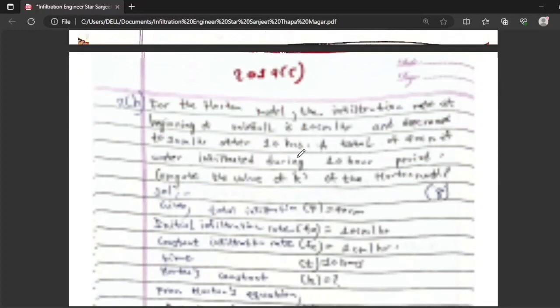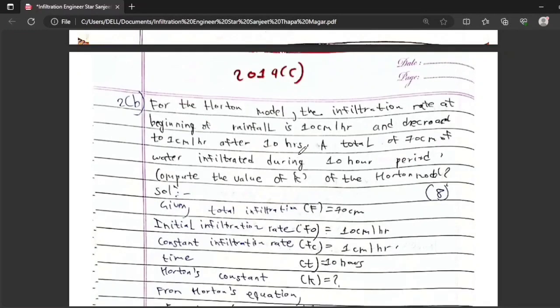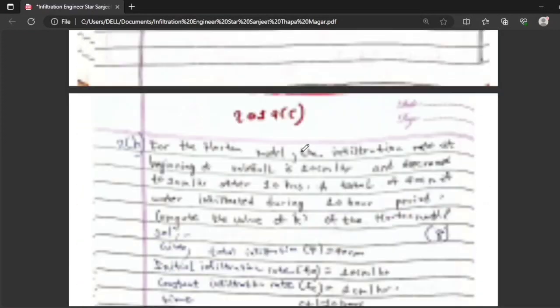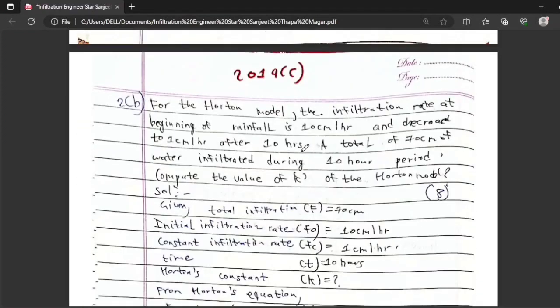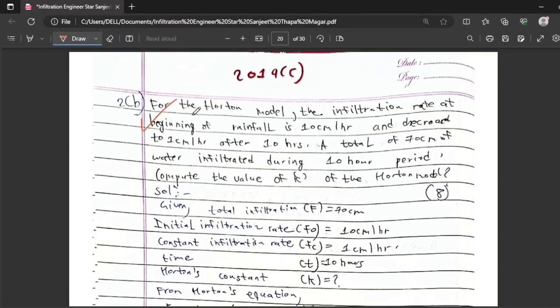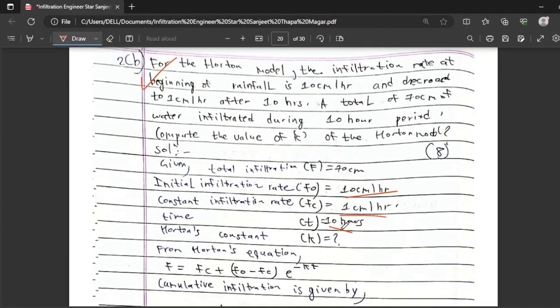The next question was asked in 2014 chance of Provincial University, for 8 marks in 2B. For the Horton's model, the infiltration rate at the beginning, that is F naught, is 10 cm per hour and decreased to 1 cm per hour in 10 hours. The total F of water infiltrated during this 10 hours period is 70 cm. Compute the value of K, that is Horton's constant K of the Horton's model.